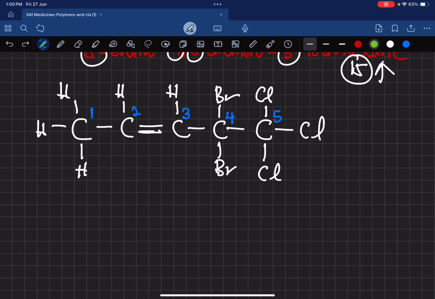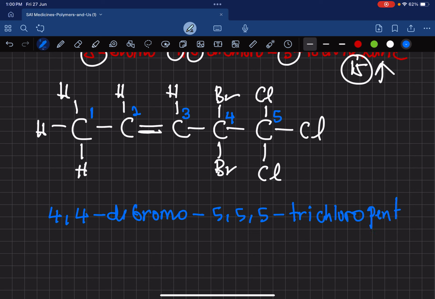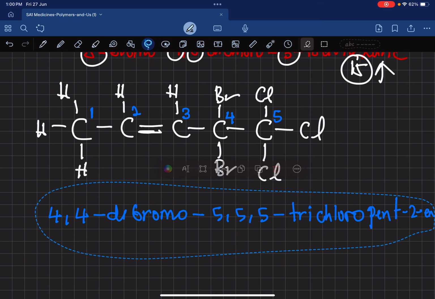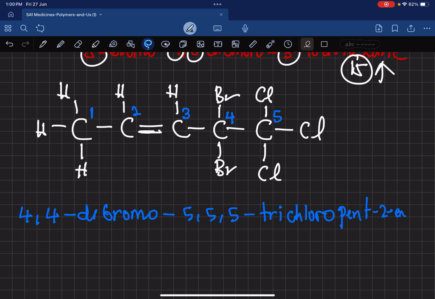So 5 carbons, so it's going to be pentene. We have bromine at 2 places, so we're going to call this 4,4-dibromo, 5,5,5-trichloro, and then this is going to be pent-2-yne. All right, so that's going to be the name. So we are going to follow the blue numbering, and this is going to be that. All right, we got it.